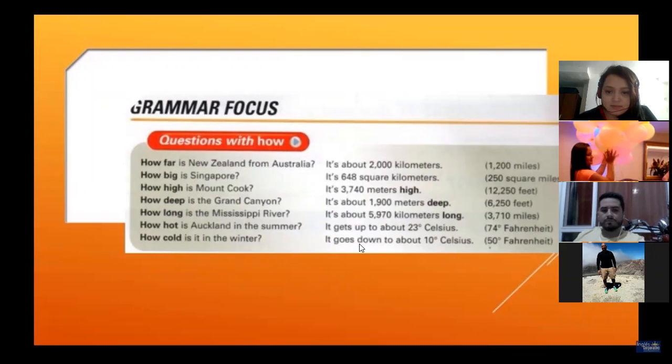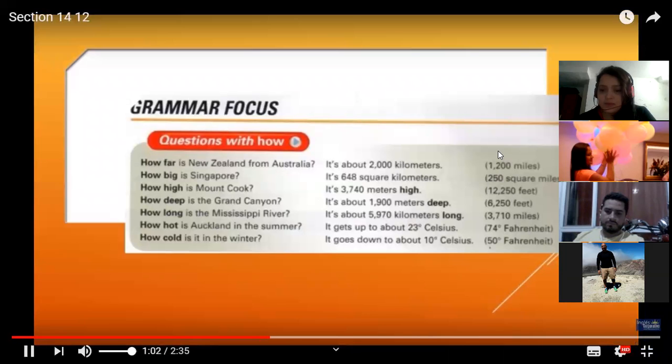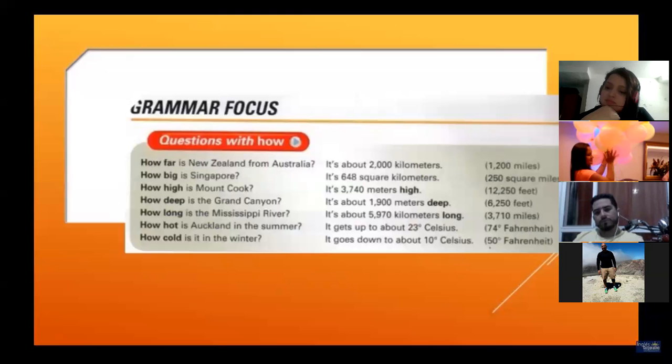How high is Mount Cook? It's 3,740 meters high, 12,250 feet. How deep is the Grand Canyon? It's about 1,900 meters deep, 6,250 feet. How long is the Mississippi River? It's about 5,970 kilometers long, 3,710 miles. How hot is Auckland in the summer? It gets up to about 23 degrees Celsius, 74 degrees Fahrenheit. How cold is it in the winter? It goes down to about 10 degrees Celsius, 50 degrees Fahrenheit.